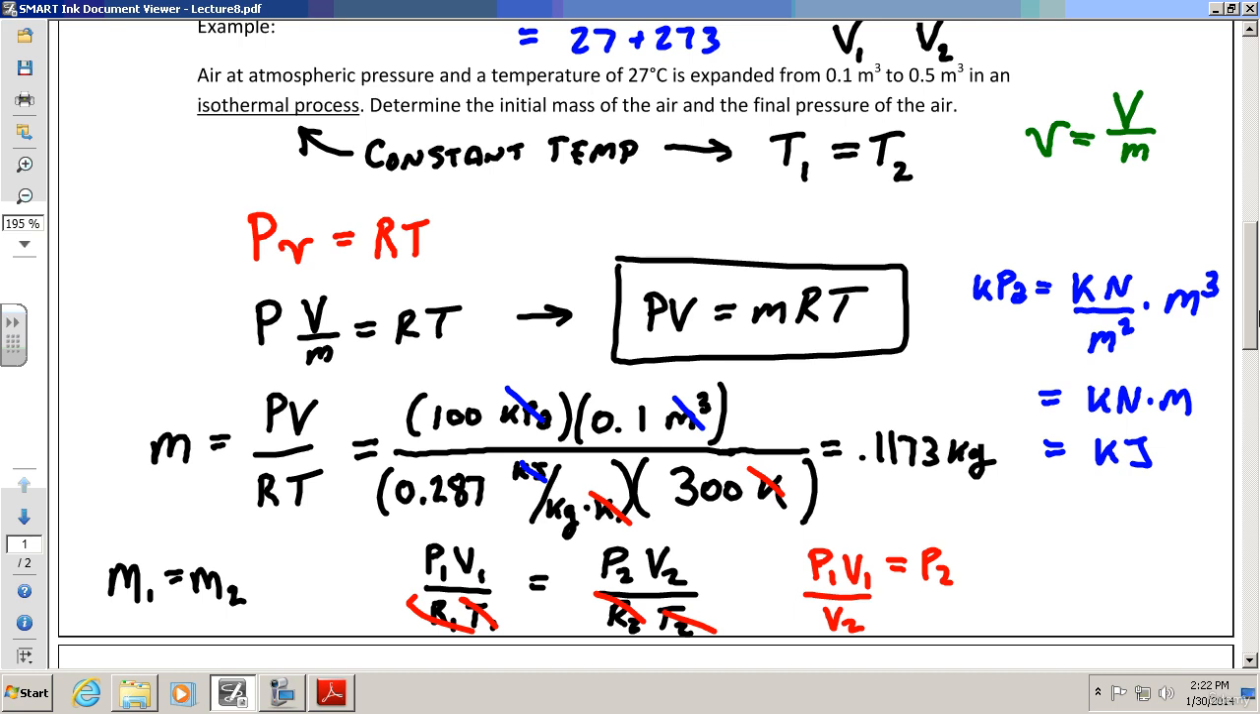If I assume the initial pressure was 100 kPa, it's going to be basically like that times 0.1 divided by 0.5, right? So that means P2 is essentially going to be 20 kPa. Final pressure, 20 kPa. We're going to do this kind of relationship a lot with the ideal gas. It's going to be very common.